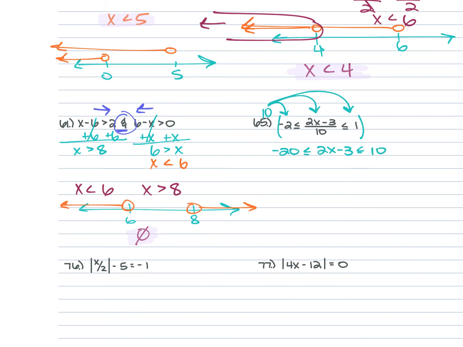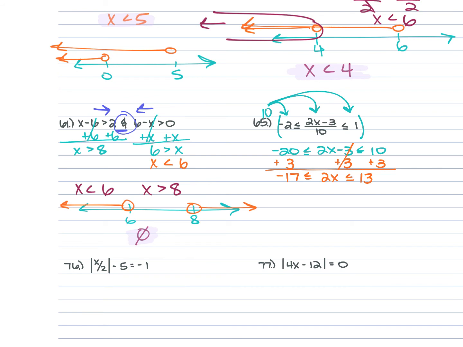Do you want to separate these into two inequalities and solve both of them, or keep it as one? Keep it as one. All right, you have to undo any addition or subtraction from the middle first. What do you have? The 3 needs to move. How are you going to move it? If you do it to the middle, you have to do it to every single part. So you have to do it to that negative 20, and you have to do it to that 10. So this gives us negative 20 plus 3 is less than or equal to 2x, which is less than or equal to 13.